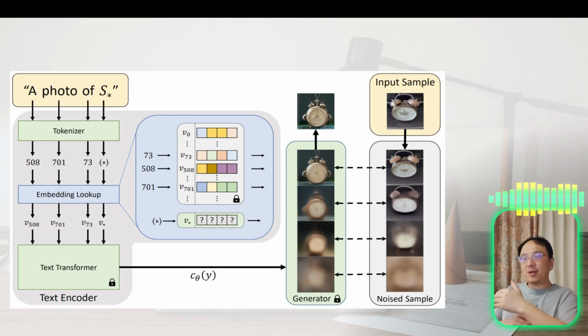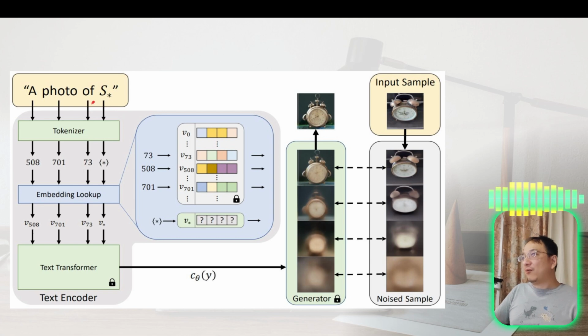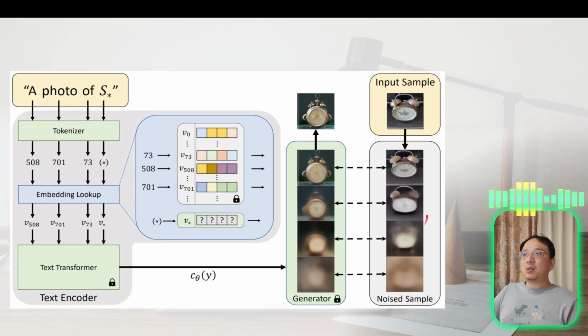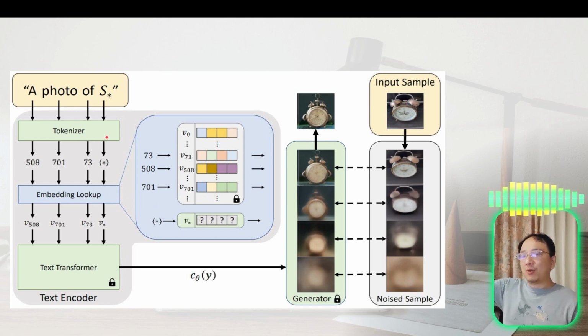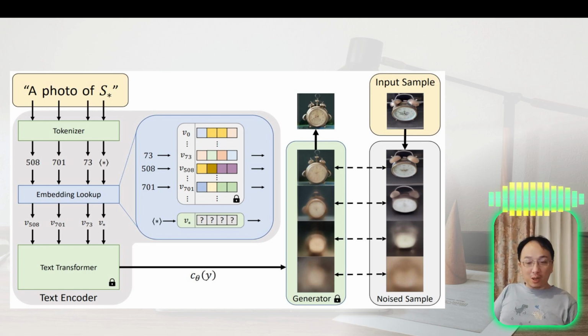And there are only very limited parameters that need to be trained. That is the embedding of S star. So you can imagine this procedure works and we can find the corresponding embedding for the object. So this method actually works. It just doesn't work that well.